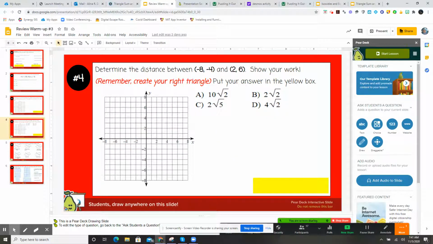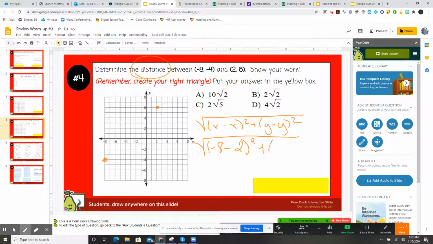Still same points, negative 8, negative 4, and 2, 6. This time I want to determine distance. So distance is the formula: X minus X squared plus Y minus Y squared. Substitute all those guys in. So negative 8 minus 2 squared plus negative 4 minus 6 squared.